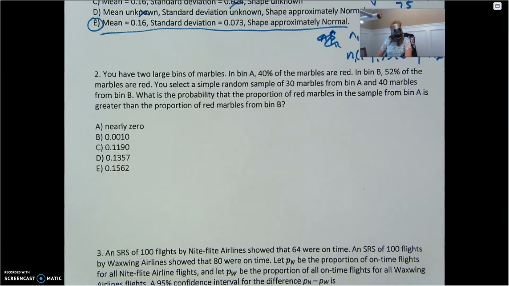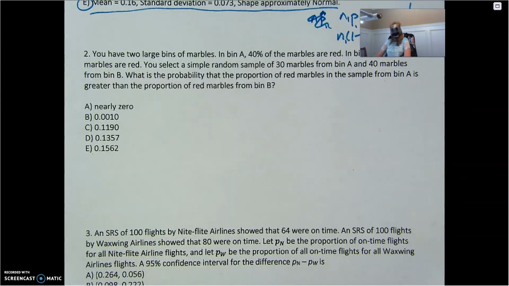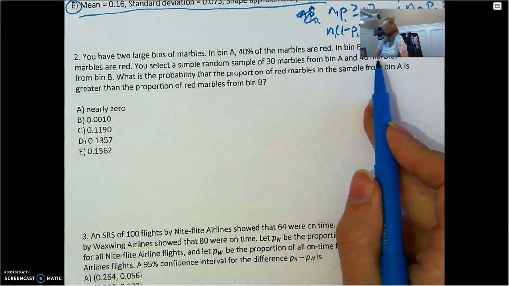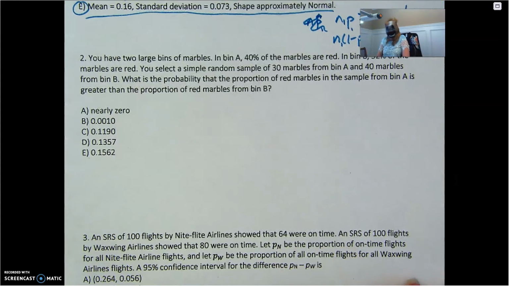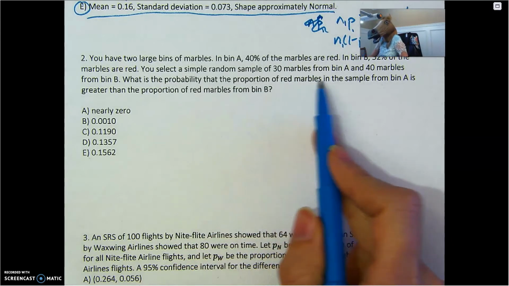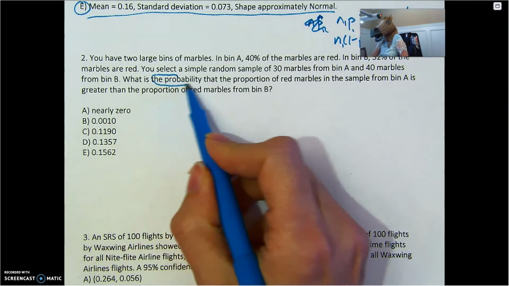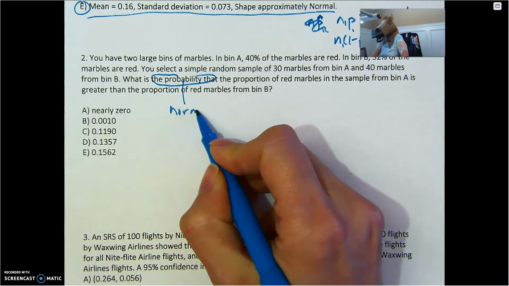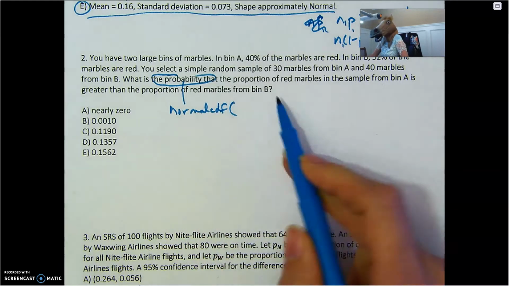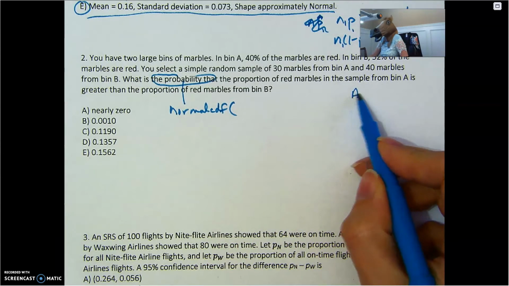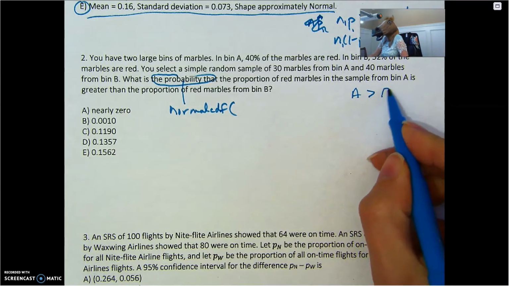All right, next up, we've got 2 large bins. You have 2 large bins of marbles. In bin A, 40% of the marbles are red, and in B, 52% of the marbles are red. You select a simple random sample of 30 marbles and then 40 marbles. What is the probability? Ooh, interesting. Okay, so what is the probability? Normal CDF looks that up for us. We want the probability that the proportion of red marbles in sample A is greater than B.